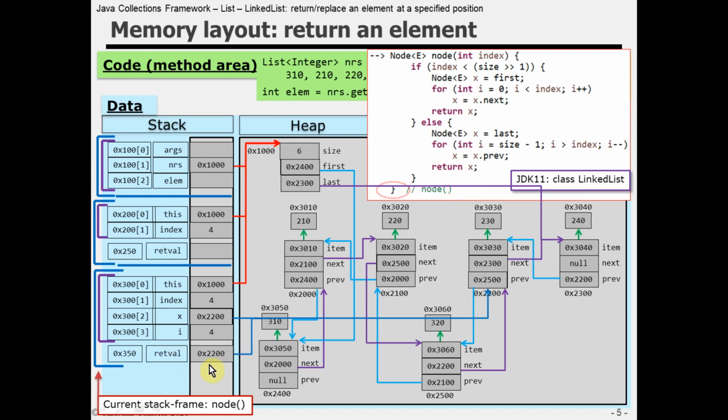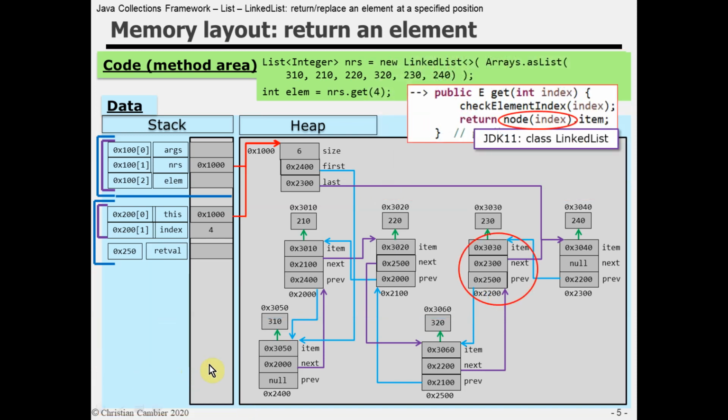We leave the method, clear the stack frame, but hold on to this node we have found because we want to do something with it. What? Well, immediately return the item property of that node. The item property is 3030, so a reference to the integer wrapper object. And this is the return value, a reference to the integer wrapper object.